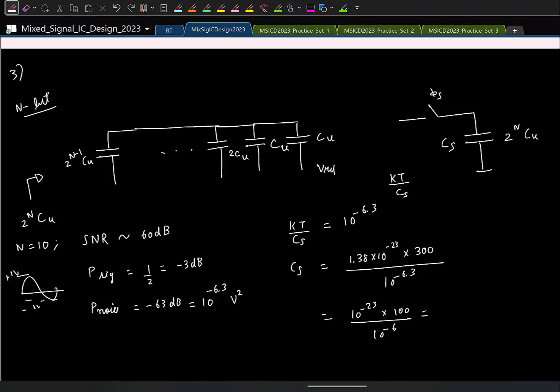15, right? 10 power minus 15, so this is around 1 femtofarad, roughly. So to get a 10-bit resolution, it is more than enough if I use a sampling capacitor of 1 femtofarad, right?